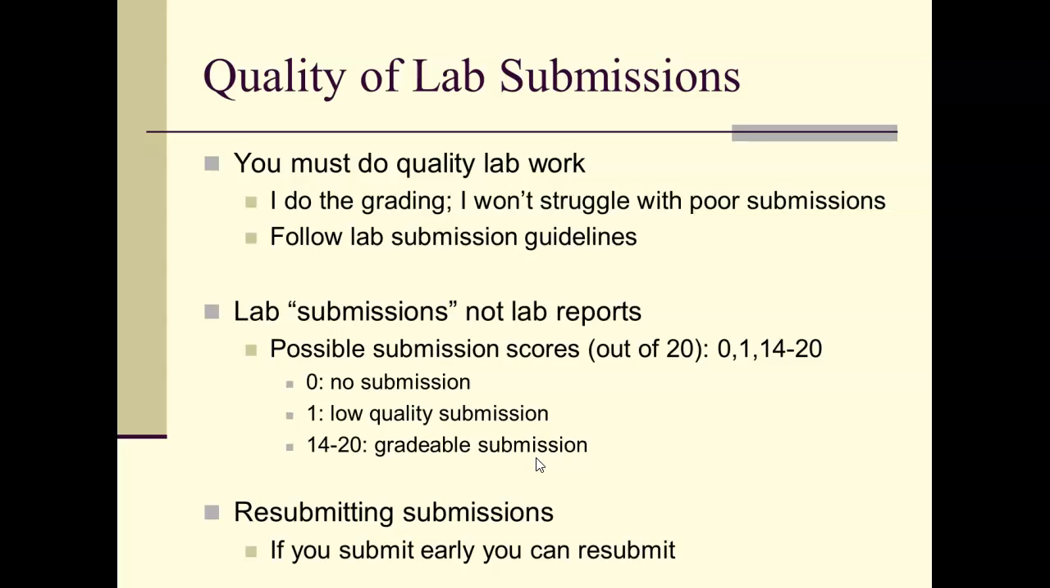Essentially, there are 20 points possible on each lab submission. 0 means you didn't submit anything. 1 means you submitted something of low quality, and I didn't grade it. And then anything else is going to be 14 through 20. So you're not going to get a 13 if it's low quality, you're going to get a 1. Don't try to rush things in just to get some of the points. It's not going to work.